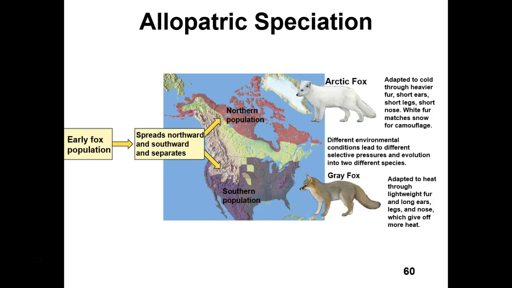And here you can see allopatric speciation in foxes. So we have the Arctic and the gray fox. Early on, they were both within the same fox population, but as time went on and the foxes spread to either the northern or the southern regions, they became uniquely different from each other. So the gray fox adapted to heat, while the Arctic fox adapted to the cold, and they no longer interbreed with each other.